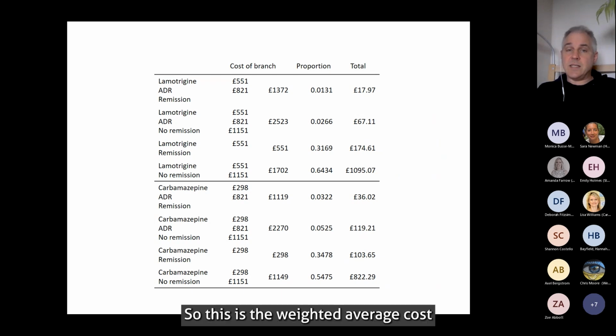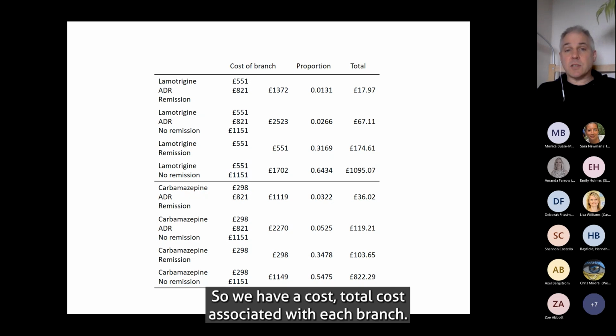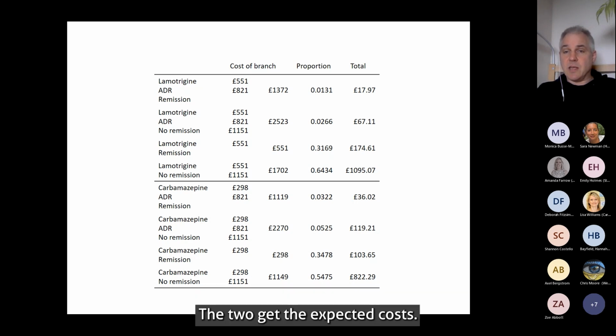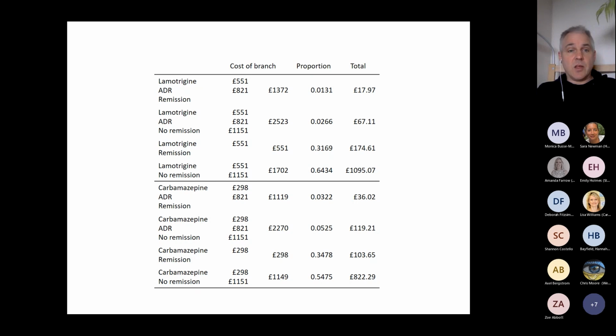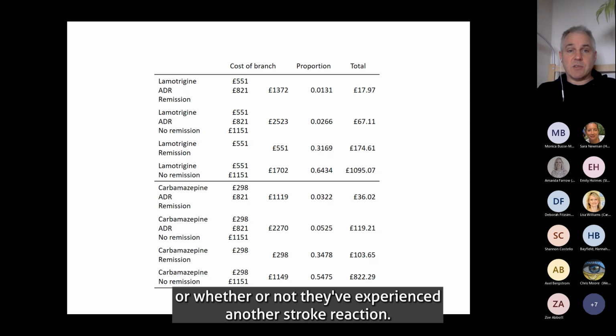So this is the weighted average cost, and it's been weighted by the probability of that cost being incurred. So we have a total cost associated with each branch. We have a probability of patient movement along that branch, and we multiply one by the other to get the expected costs. And they range from £18 to over £1,000, depending, in the case of lamotrigine, whether they're in remission or whether or not they've experienced an adverse drug reaction.